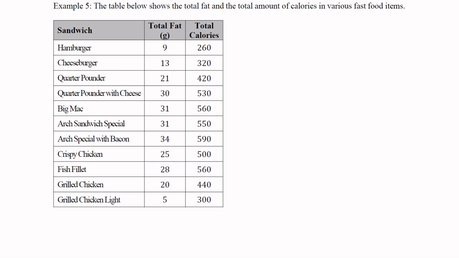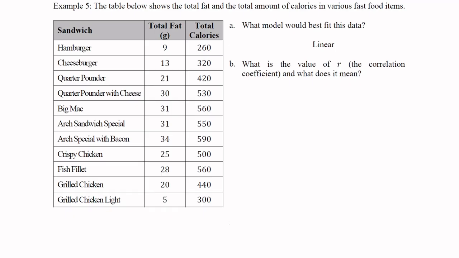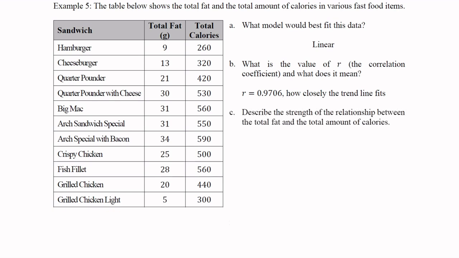The table here shows the total fat and the amount of calories in various fast food items. So we are going to put that into Desmos, and we are going to determine what our correlation is. And we are going to also look at what model would best fit the data. And the model that would best fit this data would be linear. The value of R, which would be given to you in Desmos, the correlation coefficient, is 0.9706. And what it means is how closely the trend line fits, which means that we have a strong positive correlation. Determining the strength of the relationship between the total fat and the total amount of calories is a strong correlation.